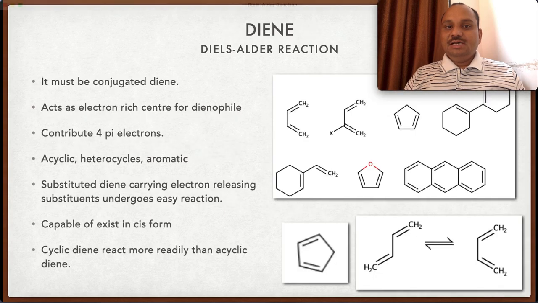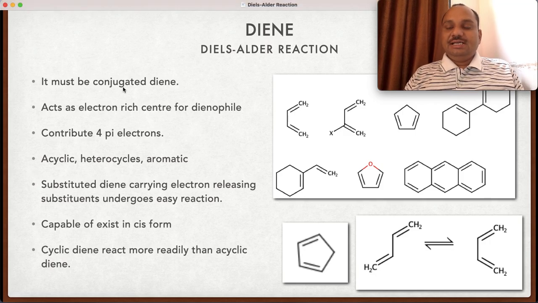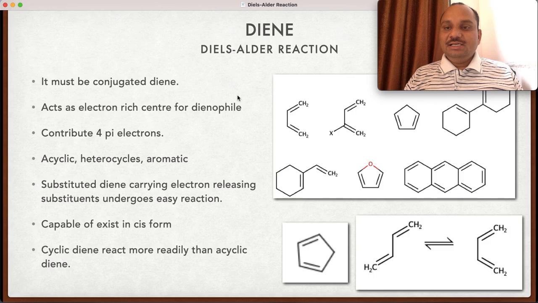The second component of the Diels Alder reaction is the diene. It must be a conjugated diene. As we know, diene means having two carbon-carbon double bonds. Dienes are of three types, that is the isolated diene, in which the double bonds are separated by more than two single bonds.